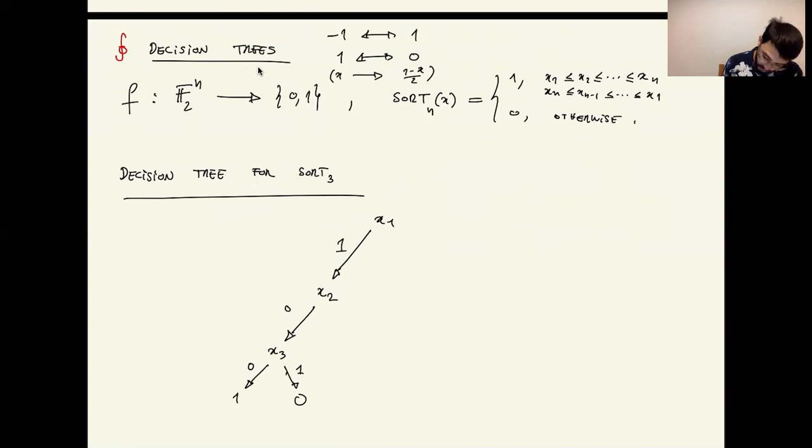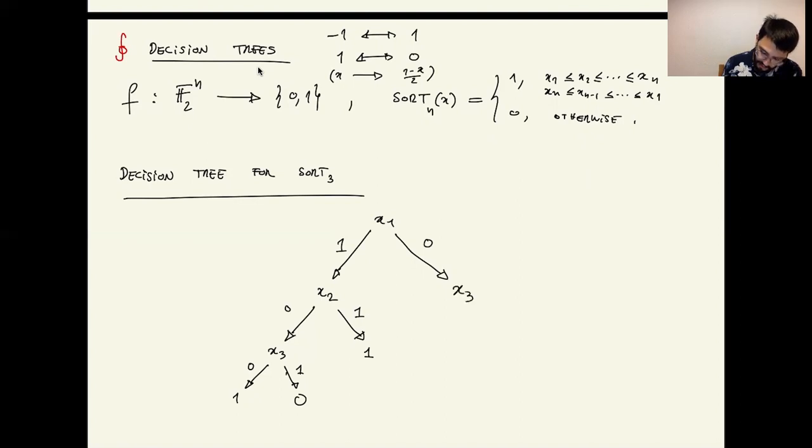Well, if x2 is 1, then it doesn't matter what x3 is, because if x3 is 1, then you have a certain order, and if x3 is 0, then you have another order. So whatever, it is 1. So I don't need to query x3 in here.